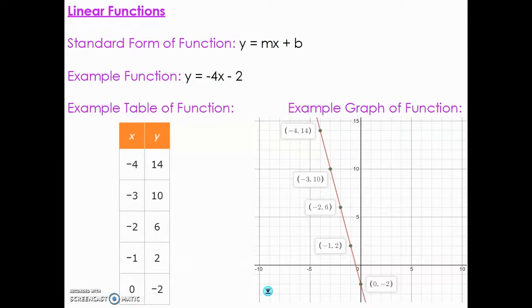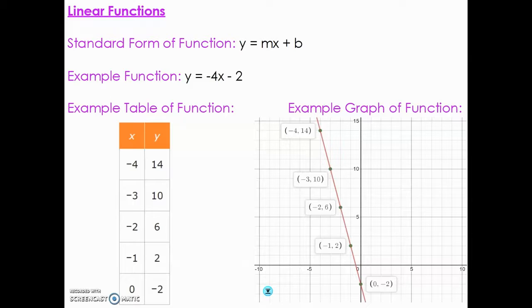In today's lesson, we're looking at the differences between linear functions, quadratic functions, and exponential functions. Basically, we're looking at how would we know if I was given an equation, how would I know? If I was given a table, how would I know? Now, if I was given a graph, how would I know?